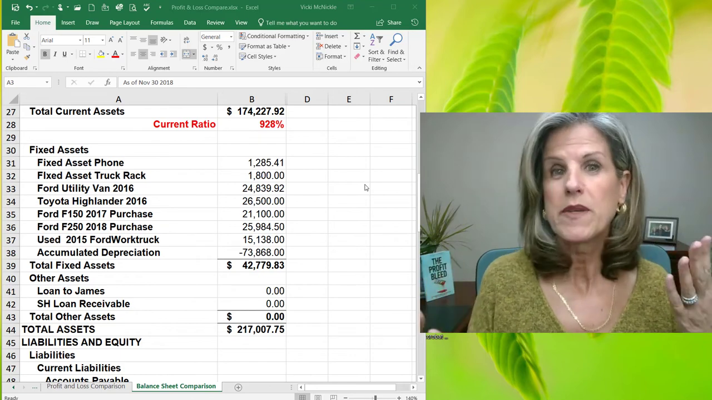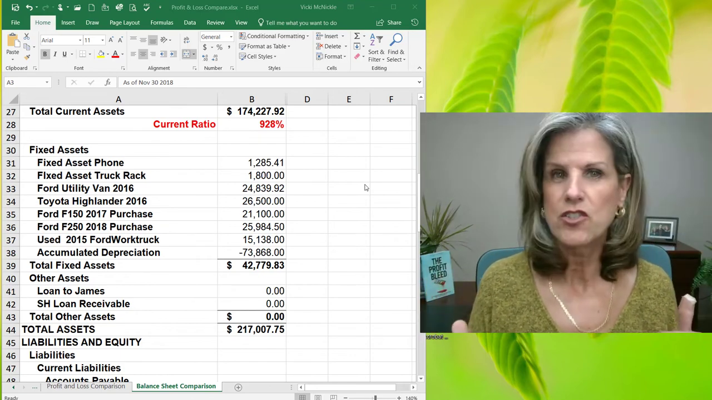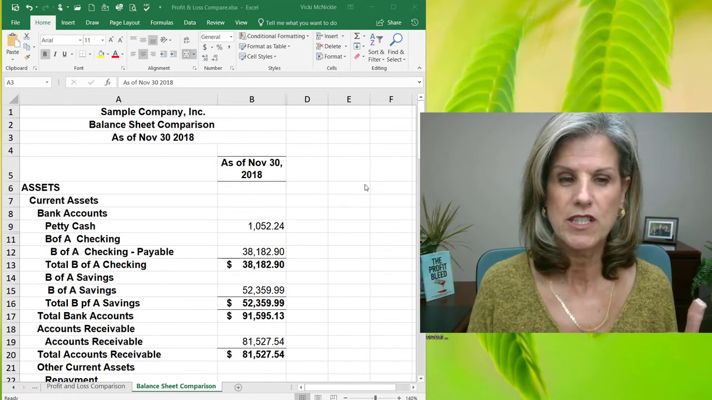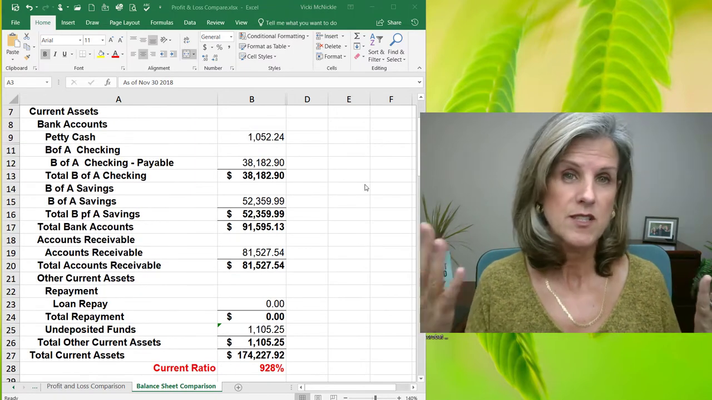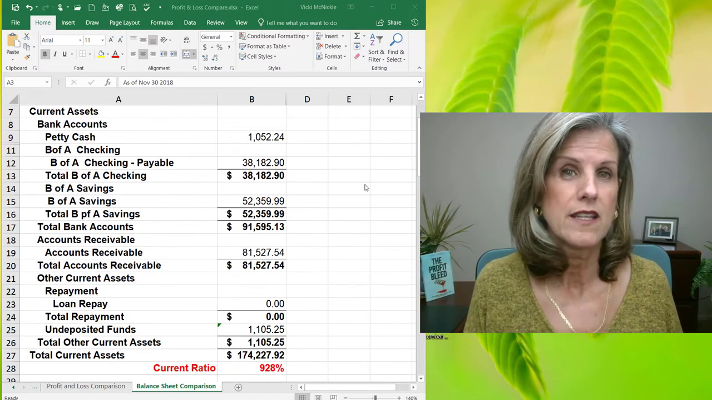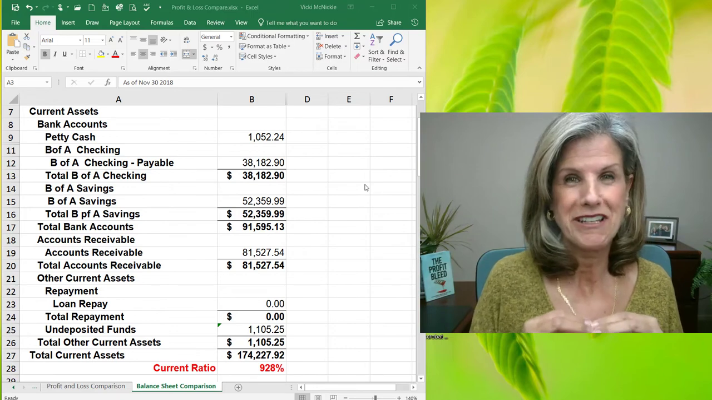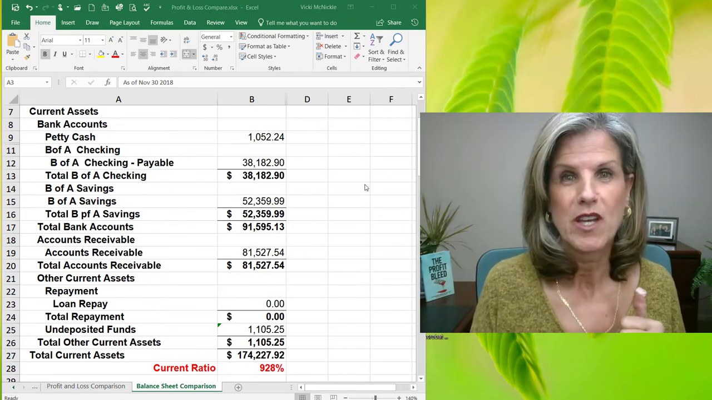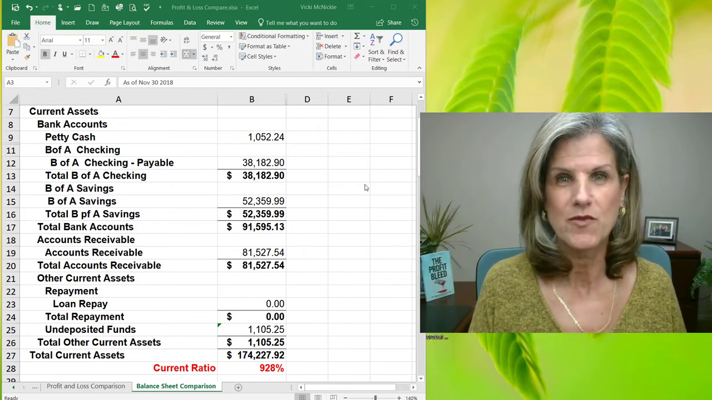And so I thought it might be helpful if I walked you through a balance sheet and how to read it, and explained what it really is, why you want to look at it on a regular basis, and how it can help you grow a more profitable and successful business.